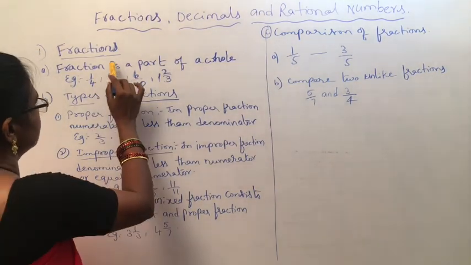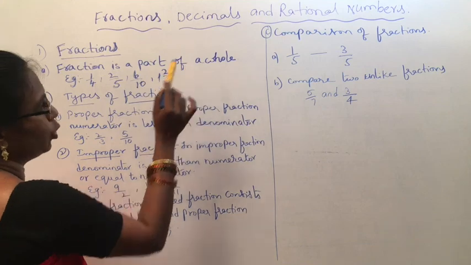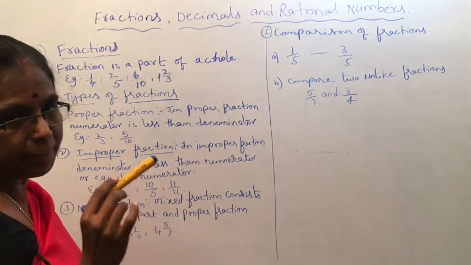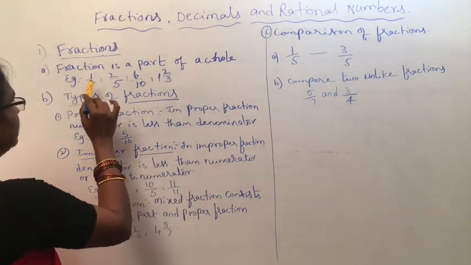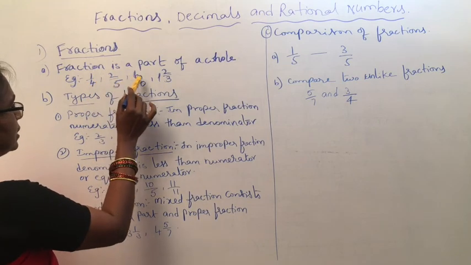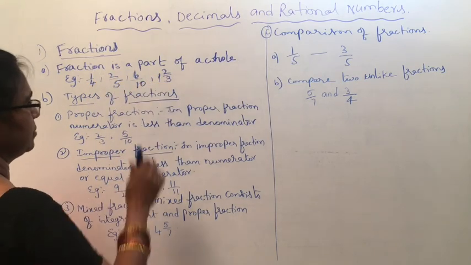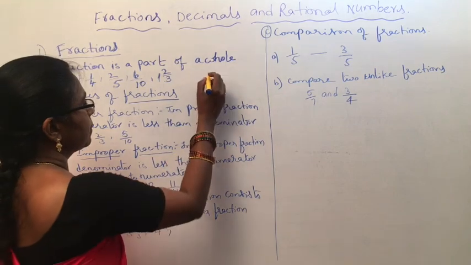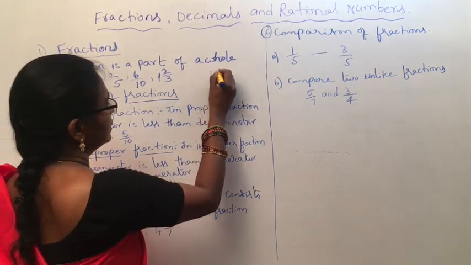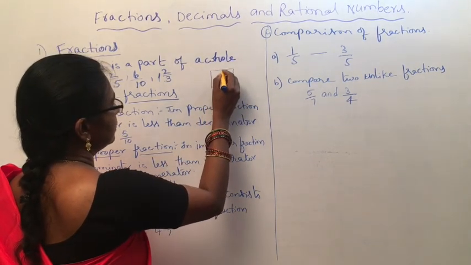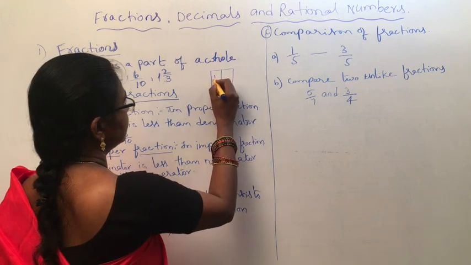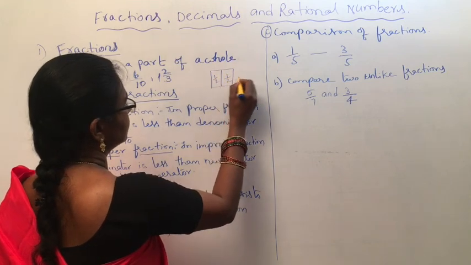What is a fraction? A fraction is a part of a whole. Examples: 1 by 4, 2 by 5, 6 by 10, 1, 2 by 3. Now see, suppose this is a whole, then I divided it into two parts, then this is half, this is half.